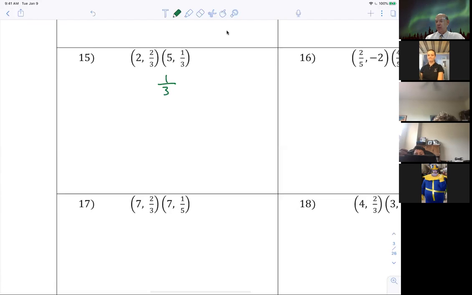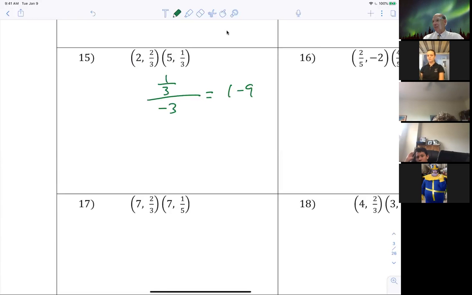And if I do 1/3 and I divide it by -3, let's see who knows how to do that. 1/3 divided by -3. Don't embarrass me, Brady. I'm asking you what the answer is. Trust me, I know how to do it. I want to know what the answer is. Say that again. I can't hear you. 1 over negative 9.